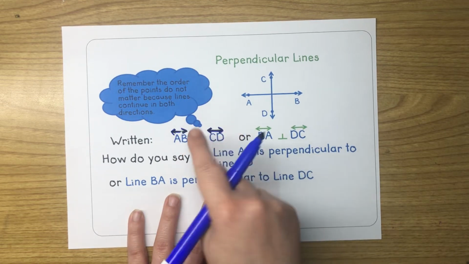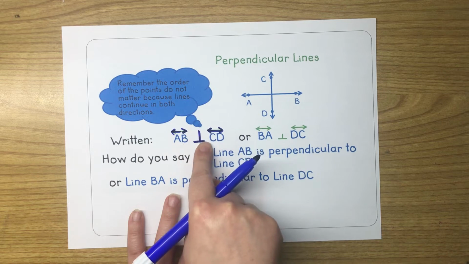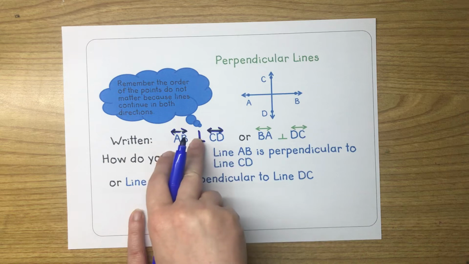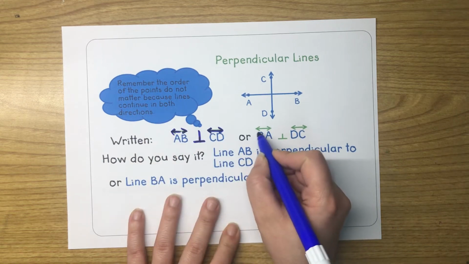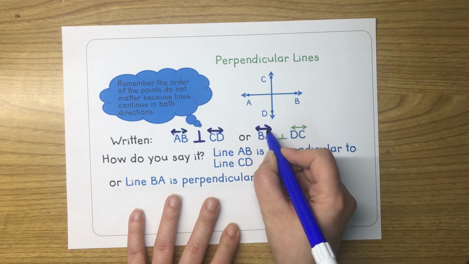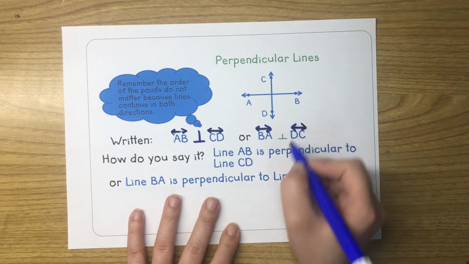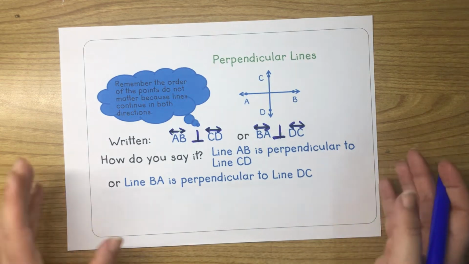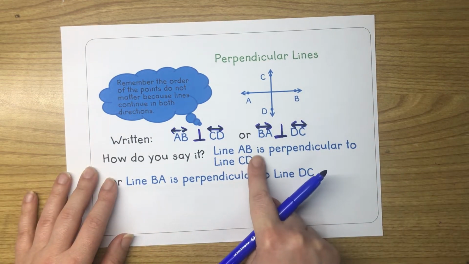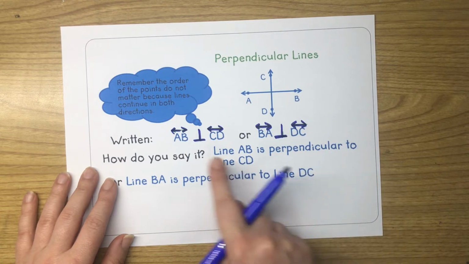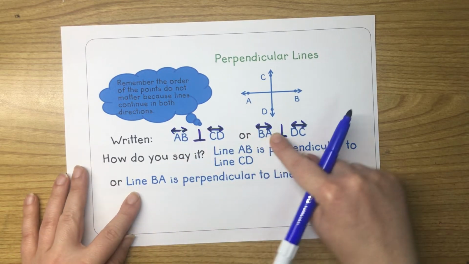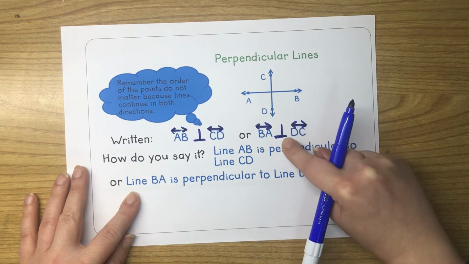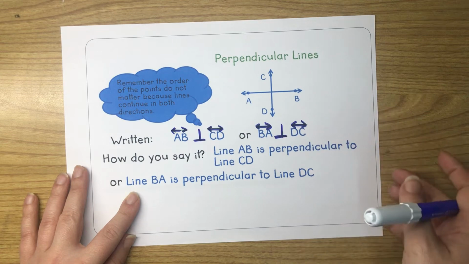How do we read it? Line AB is perpendicular to line CD, or if you want to switch the places while naming, it's okay. So line BA and line DC, they are perpendicular to each other. How do we read it? Line AB is perpendicular to line CD in this case. The other case, we read it as line BA is perpendicular to line DC.